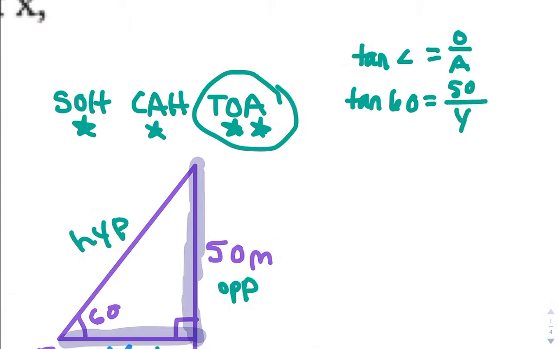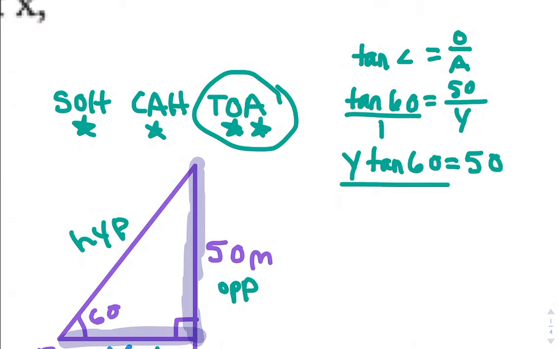So now from this point, remember that you have to put tangent of 60 over 1 so you can cross multiply. So we get y tangent 60 equals 50. To get y alone now, you have to divide by tan 60 on both sides.